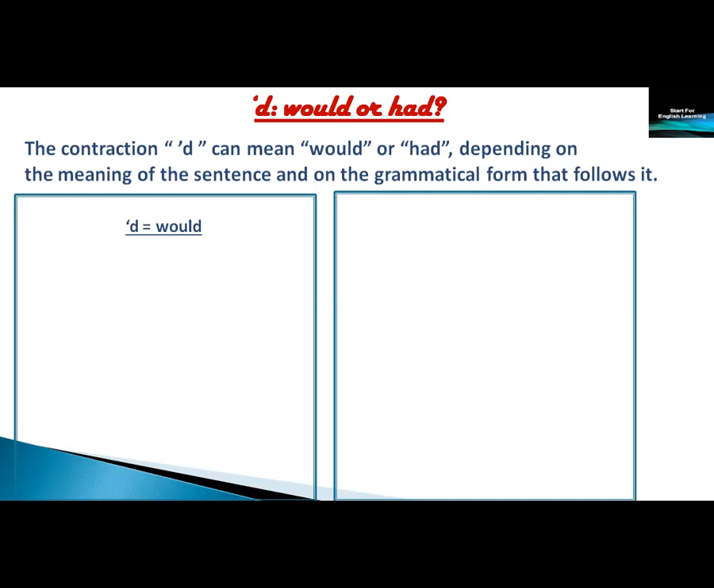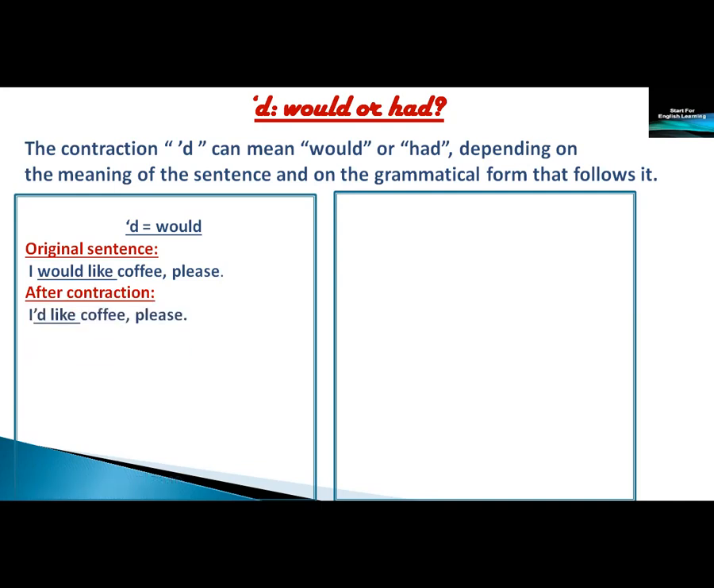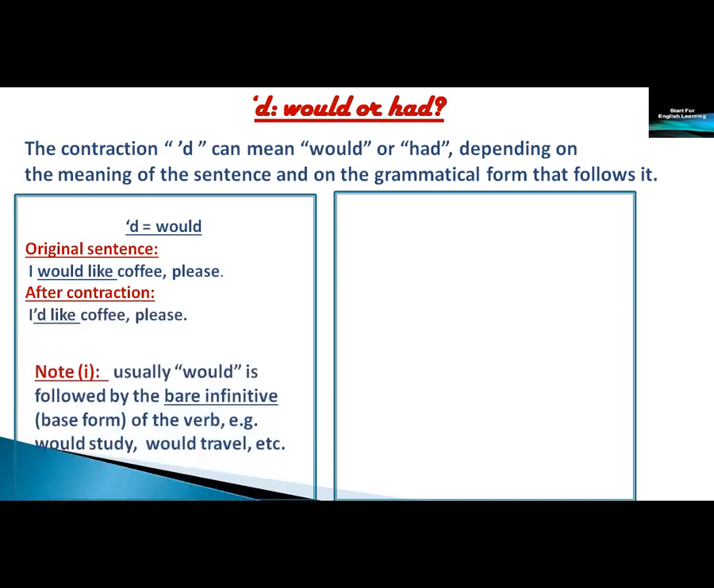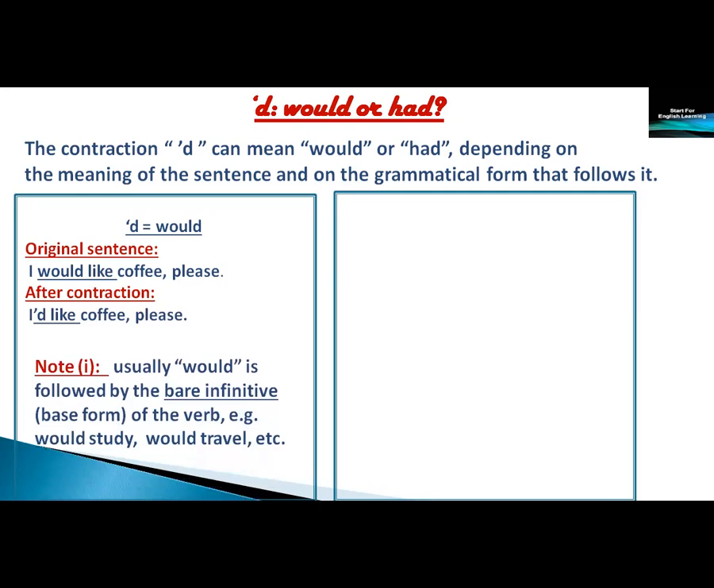Apostrophe D meaning would. Original sentence: I would like coffee, please. After contraction: I'd like coffee, please. Note 1. Usually would is followed by the bare infinitive, the base form of the verb. Example: would study, would travel.